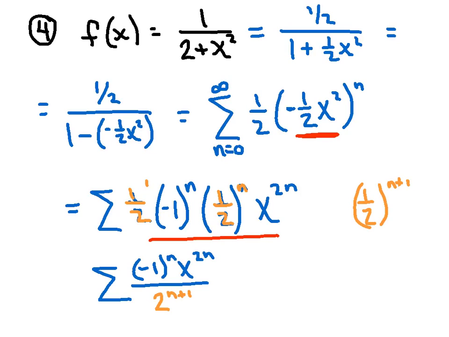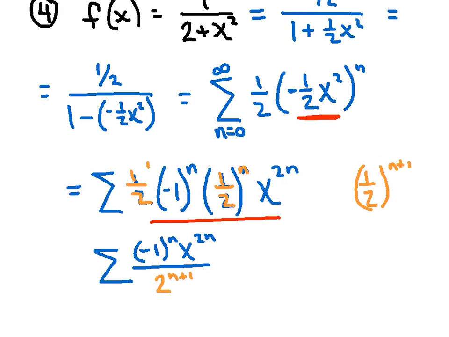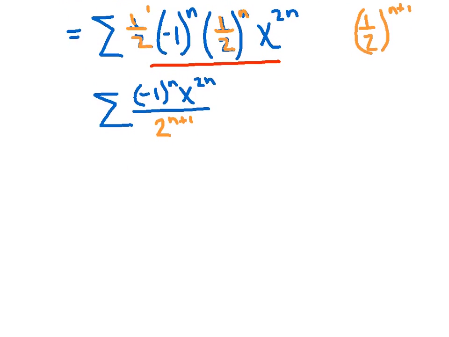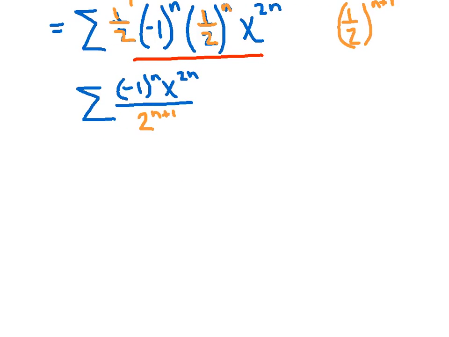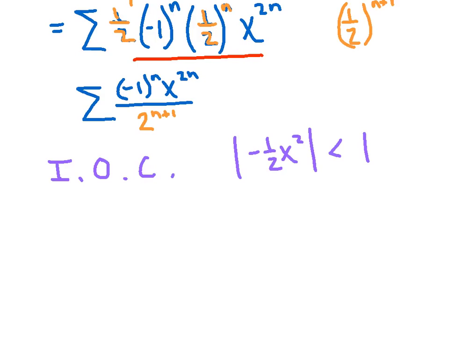Now, as far as putting the finishing touch on this problem and talking about the radius of convergence, or I'm sorry, not the radius, but the interval of convergence. Radius is coming later. Whoops, hold on. Whoa, where'd that go? For the interval of convergence today, we're going to say that the absolute value of negative 1/2 x squared has got to be less than 1, which means negative 1 is less than 1/2 x squared, which is less than 1. We're going to multiply everybody by 2.